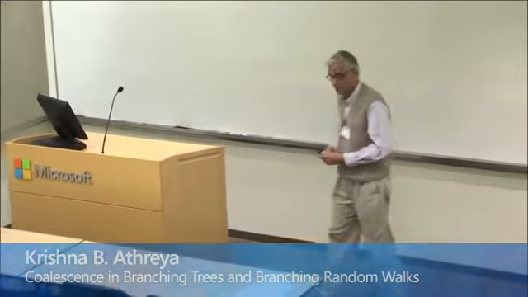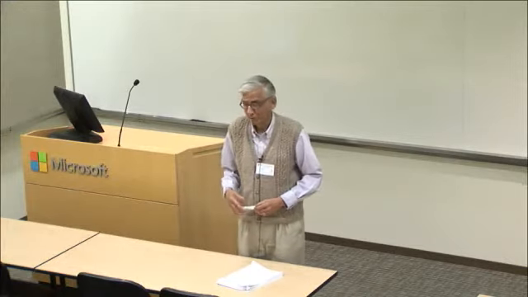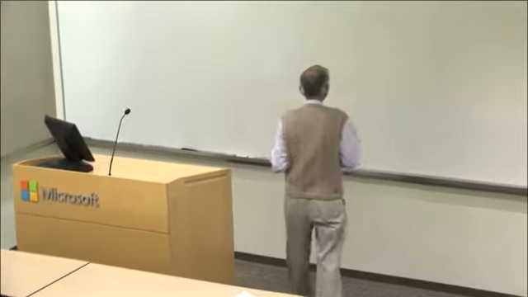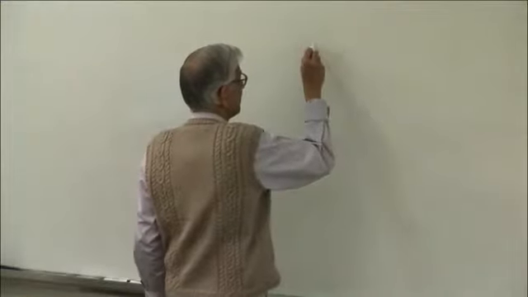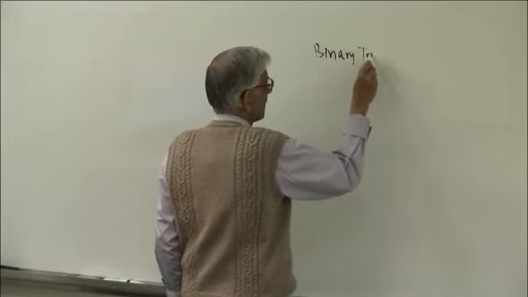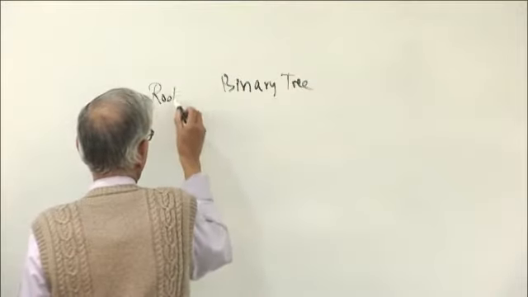Thank you all for asking me to speak here. This is really nice. I want to talk about a problem called coalescence, and I will talk about coalescence in branching trees. So here is the very simple version of the problem. Take a binary tree, a rooted binary tree.